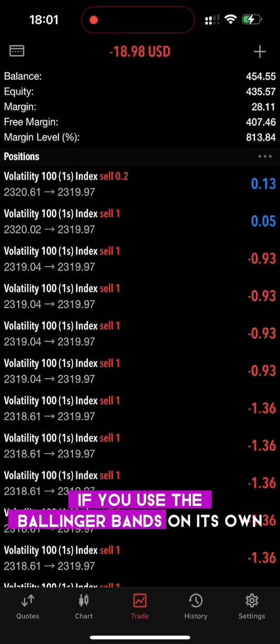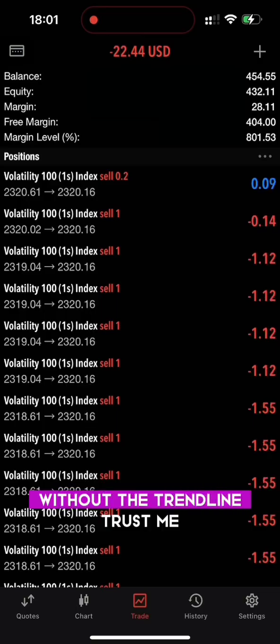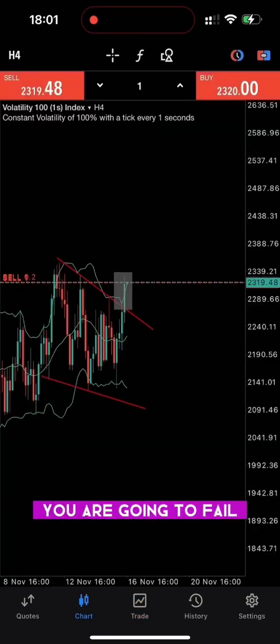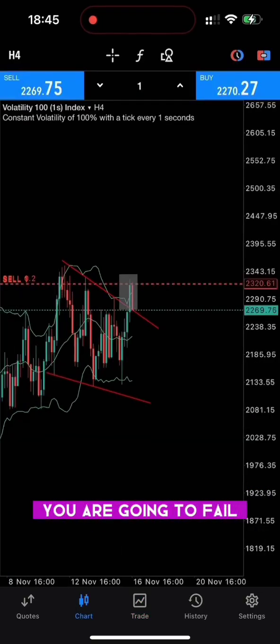If you use the Bollinger Bands on its own without the trend line, trust me, you are going to fail.